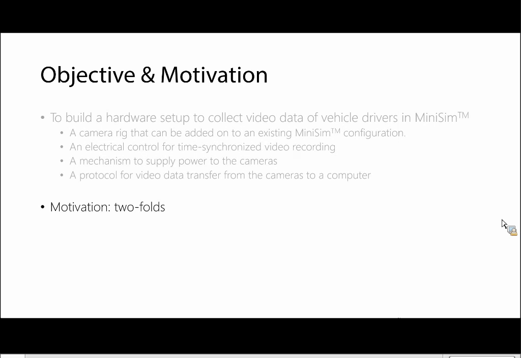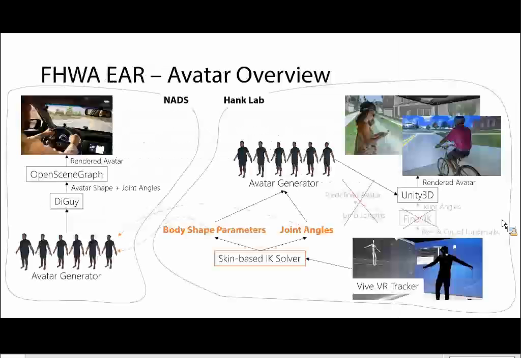The reason why we want to do this is basically there are two different reasons. One is to create realistic driver avatars for simulation. So this is an example of one of the projects that we're working on outside of this Safer Sim project. Right now the US DOT, the Federal Highway Administration, is sponsoring us for developing technologies for connected simulators.